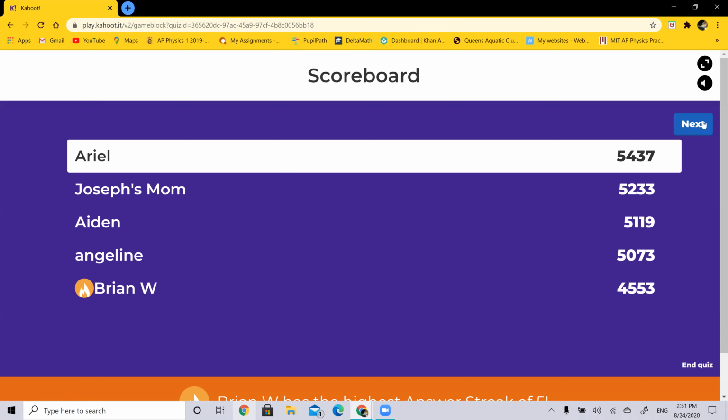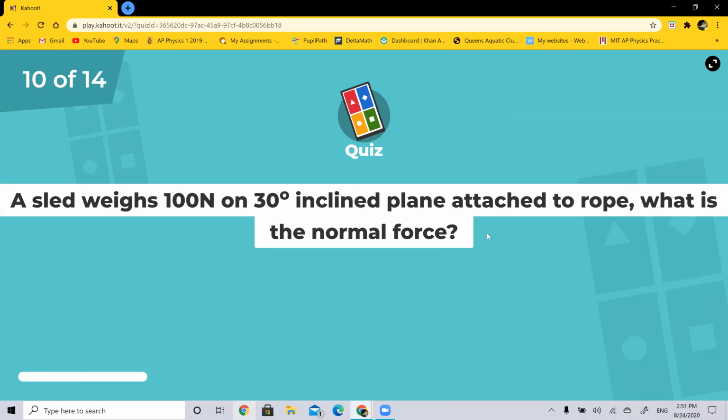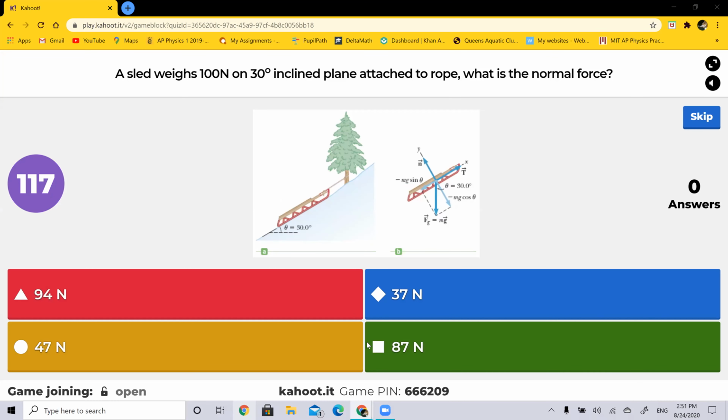Okay, next question. Just a hint, if you're confused, you could just look at the B diagram. It literally draws out the entire free body diagram for you. And try to think back to what we learned about inclines and normal forces.